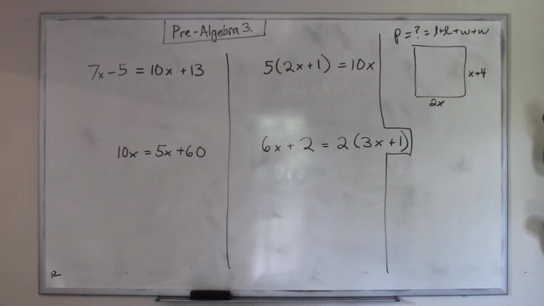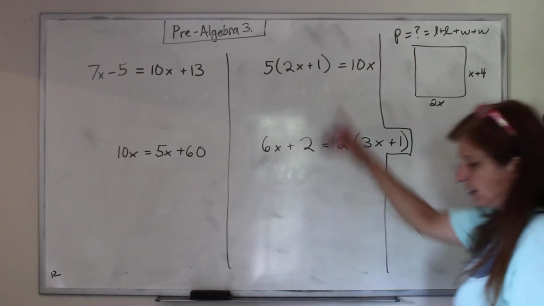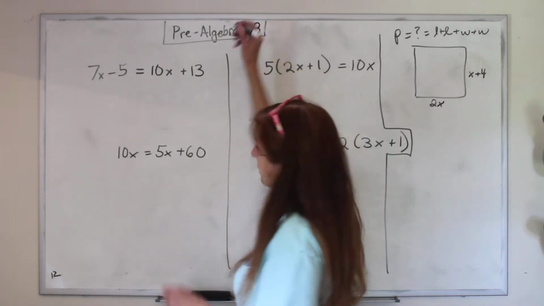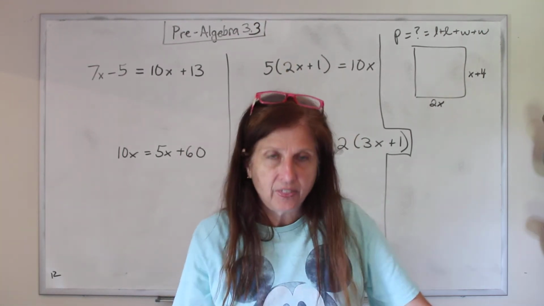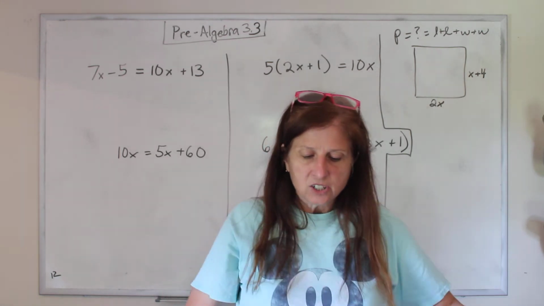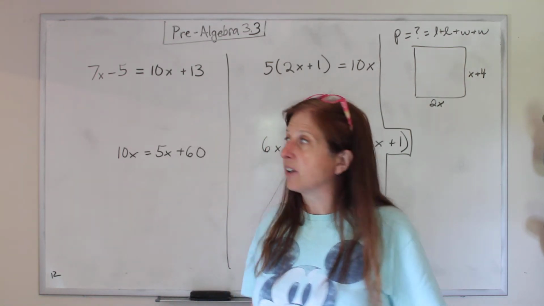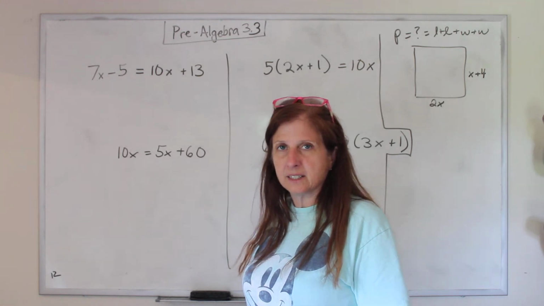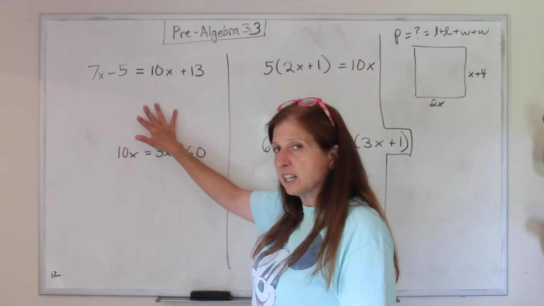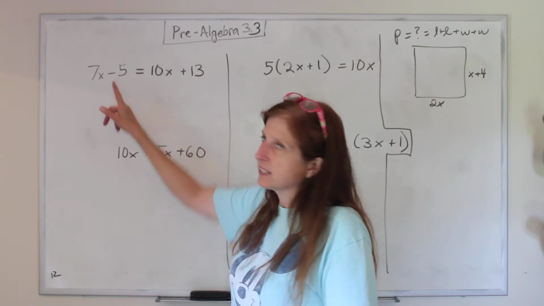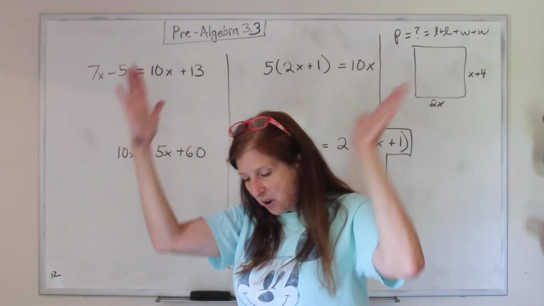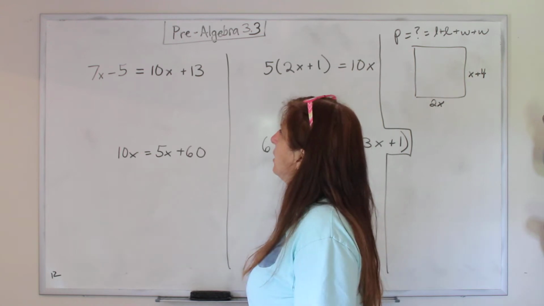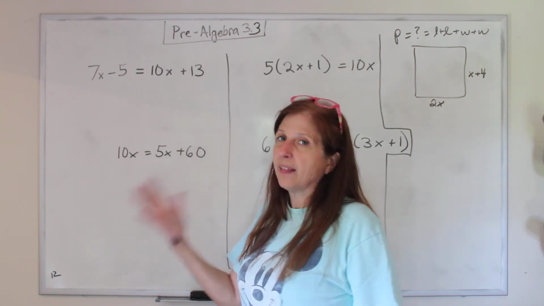Welcome back to Pre-Algebra, Chapter 3, Section 3 of this book, Solving Equations with Variables on Both Sides. So what that means is that what's going to make this ugly is there are x's on both sides. Oh no! But don't worry, we can do it.